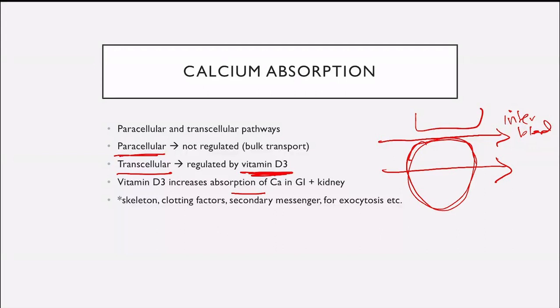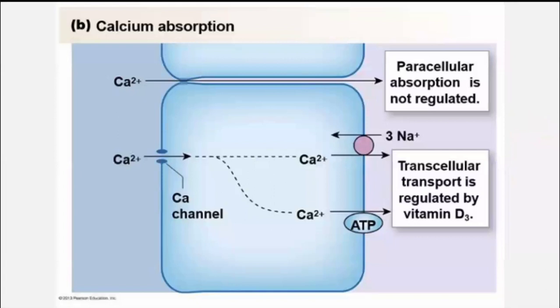Now, why is calcium important? Why are we learning about this? Because calcium is, of course, involved in the formation of your skeleton, your bones, your teeth, and your blood clotting factors. It's like the secondary messenger. And for exocytosis, you have influx of calcium in various cases. So you need calcium. It's very important. This is from the slides. Paracellular absorption is not regulated. Transcellular transport is regulated by vitamin D3.